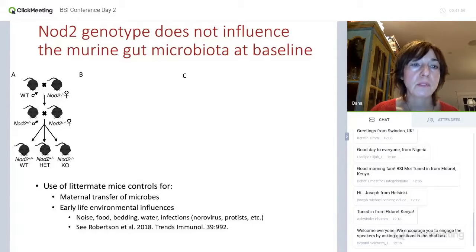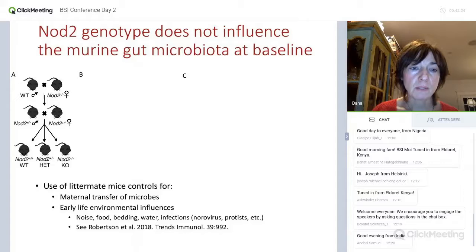The way to do these kinds of experiments properly is to use het Nod2 mice, so then you get the full complement of wild-type, het and knockout animals. Using littermate controls is really important because it controls for maternal transfer of microbes, and also, very importantly, the early life environmental influences that might affect the microbiota. If anyone wants more information on littermate mice and analyzing microbial composition correctly, we wrote a review a few months ago in Trends in Immunology on this.